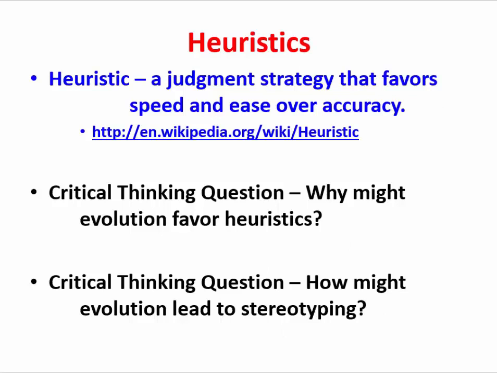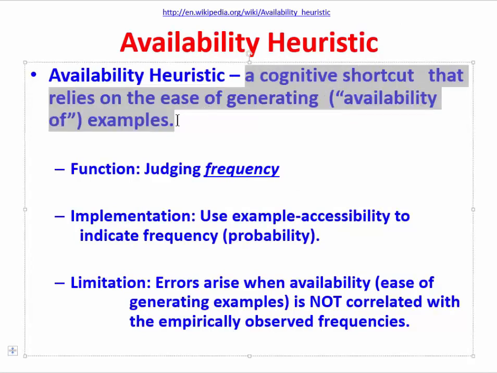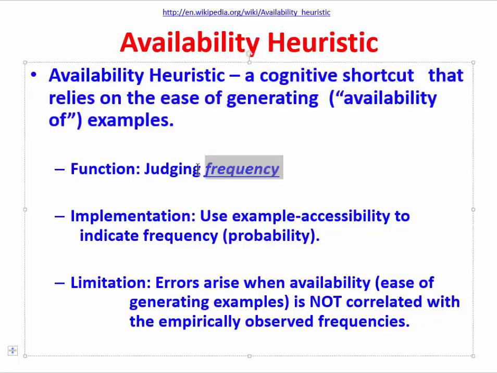Okay, let's move on, and we'll consider two different kinds of heuristic. One is called the availability heuristic, and one is called the representativeness heuristic. Let's consider each in turn. The availability heuristic might be defined this way. It's a cognitive shortcut that relies on the ease of generating examples. How available is a particular example? Its function is to help us in judging frequency.